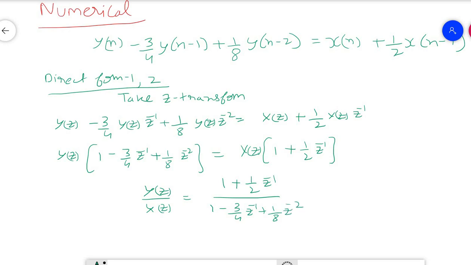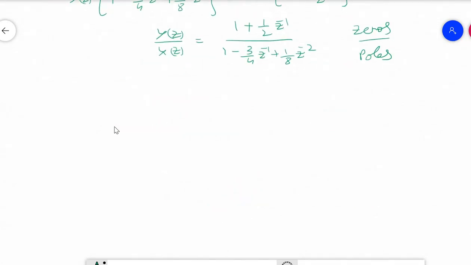Then after that, okay, this is my transfer function, and in this transfer function, the upper side is zeros and the lower side is poles. So in the case of direct form 1, first zeros then poles, and in the case of direct form 2, first poles then zeros. Now, first of all, direct form 1 realization. In this case, first zeros, then poles. This is my H(z).